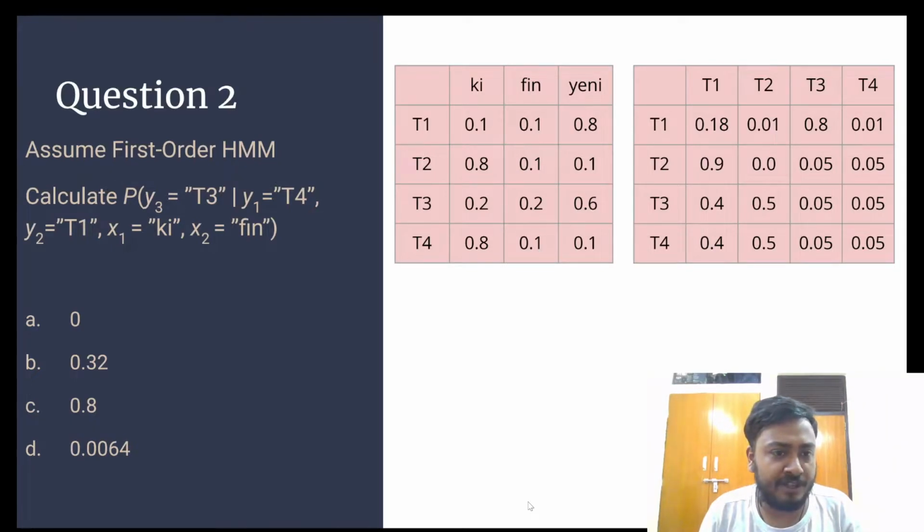And a follow-up question along with it. They have asked to calculate the probability of y equal to t3 given y1 is t4, y2 is t1, x1 is key and x2 is fin. I would like to ask you to give an answer to this. This is actually a one-word answer. The hint is that all the conditionals won't be applied, so you have to find out which conditional is actually applicable. Could anybody give a guess?